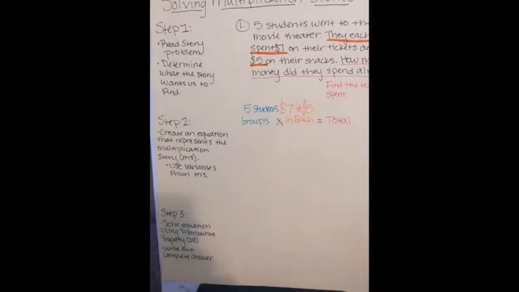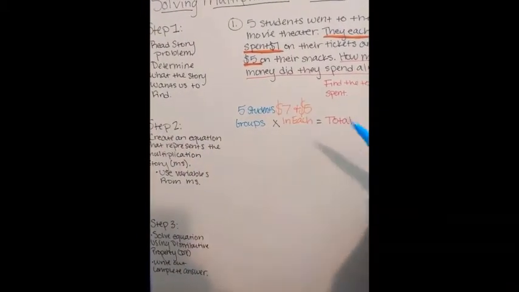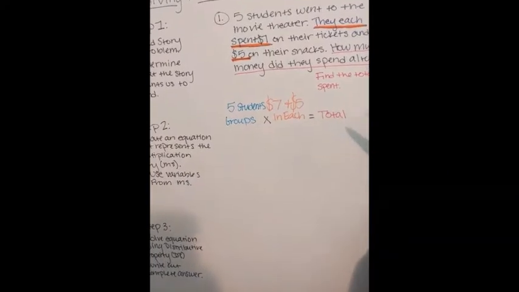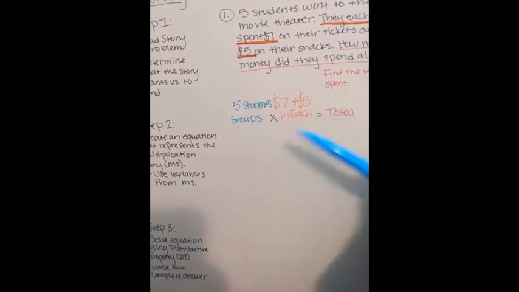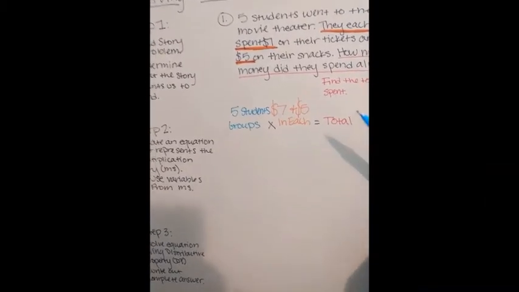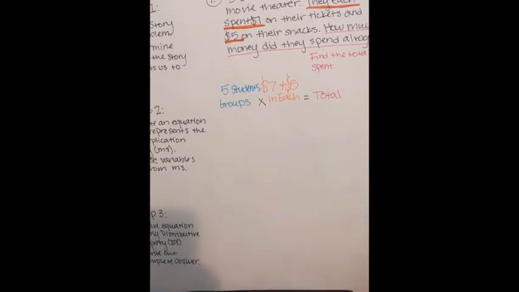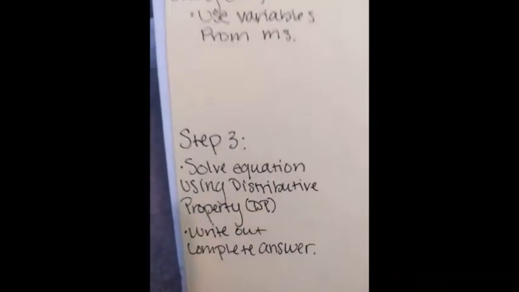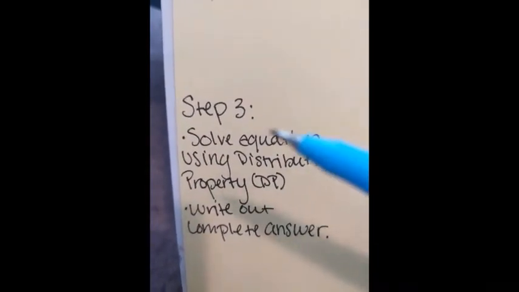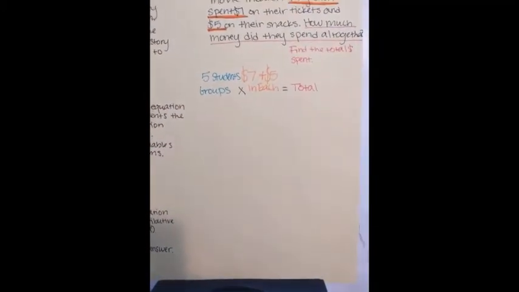So there we have a completed multiplication equation, so we can actually find the total. We have all of the variables to find our altogether total, and at this point we have to solve the equation. So that brings us to step 3, solve the equation using distributive property and write out our complete answer. Let's do step 3 together.